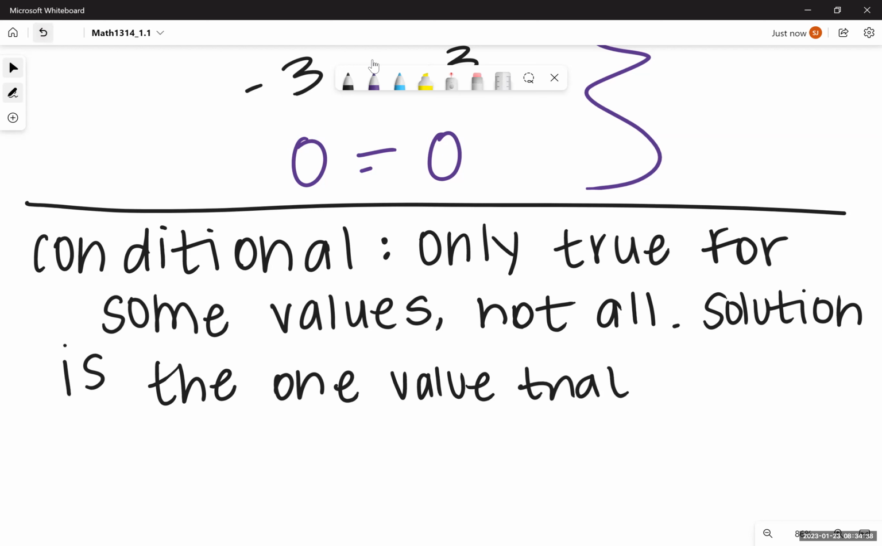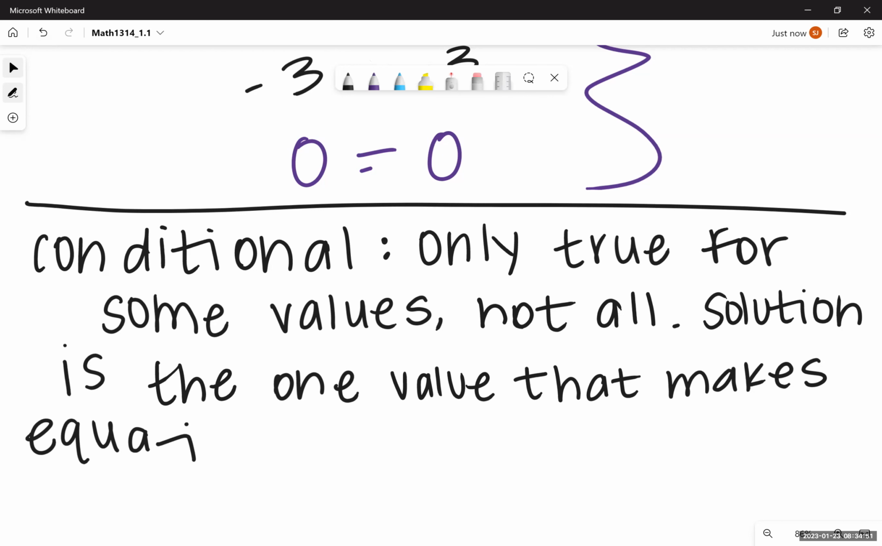There's a delay and I can't really see myself. Solution is one value that makes the equation true. And then the last thing we'll write right here, I'm trying to write without knowing what I'm doing, that makes the equation true.